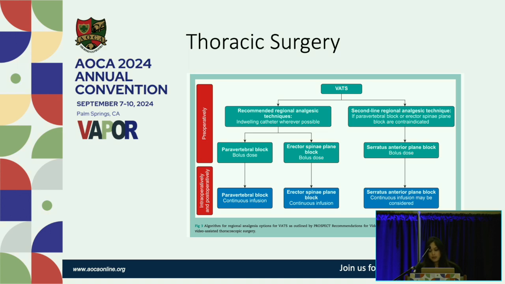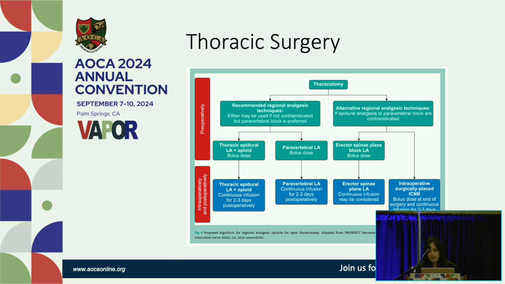So I covered mostly the blocks for breast surgery, but these can also be applied to thoracic surgery. This is an algorithm that was proposed in 2021 as a guideline for VATS. And as you can see, they recommend a paravertebral or erector spinae plane block with the catheter. And if either of these are contraindicated, they recommend a serratus anterior plane block. And then for open thoracotomy, they recommend a paravertebral catheter, although a thoracic epidural can be done as well. And if either of these are contraindicated, an erector spinae plane catheter is then recommended.